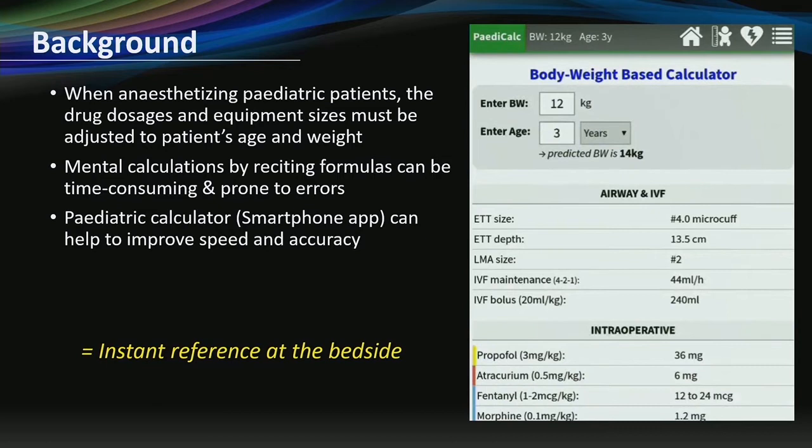So when anesthetizing pediatric patients, the drug dosages and equipment sizes must be adjusted to the patient's age and body weight. Mental calculations by reciting formulas can be time-consuming and prone to errors. Using a pediatric calculator on the smartphone can help to improve speed and accuracy. Basically, it provides an instant drug reference at the bedside.